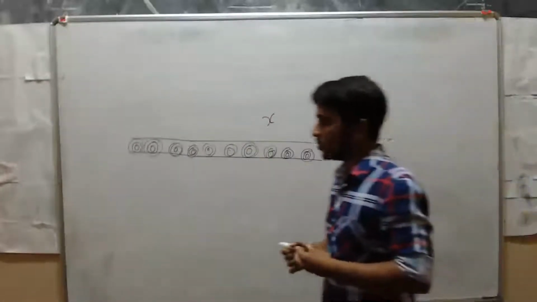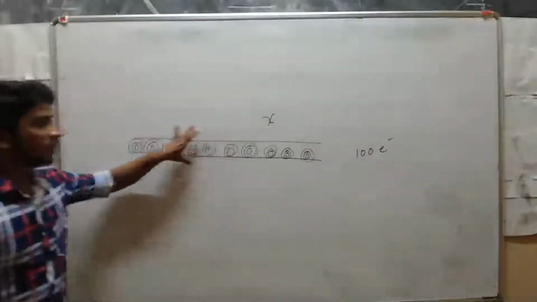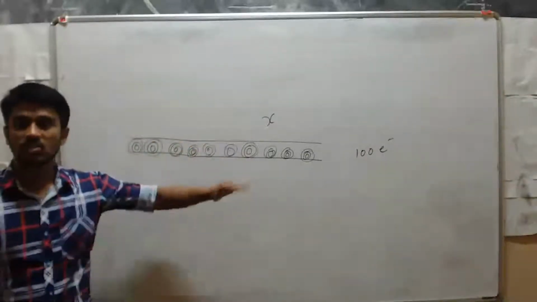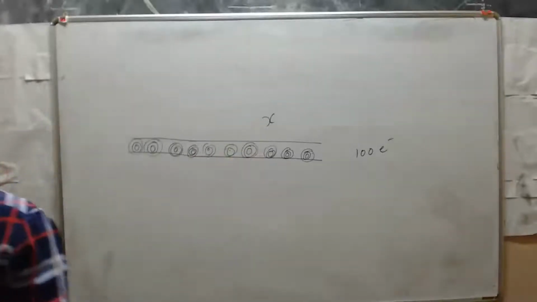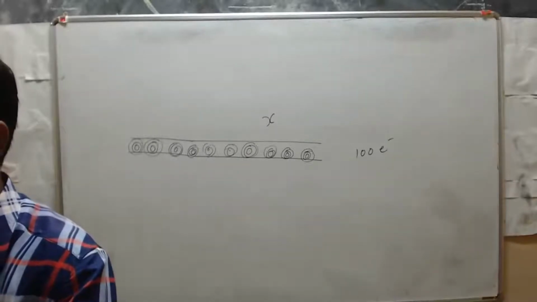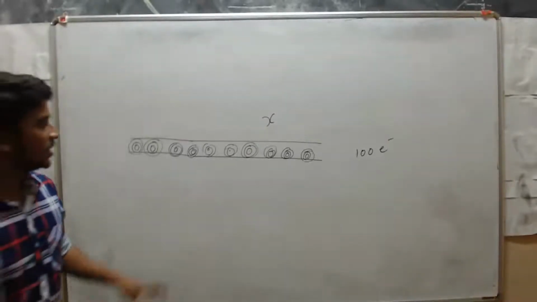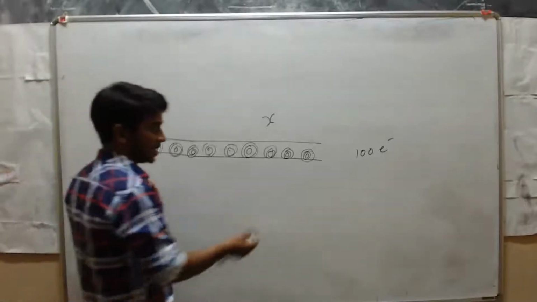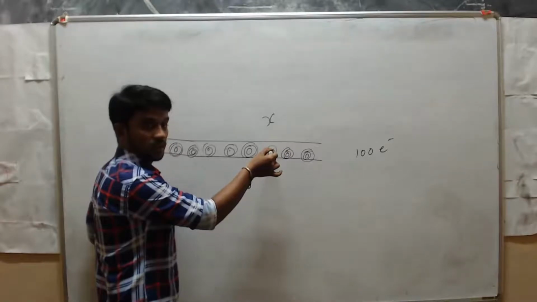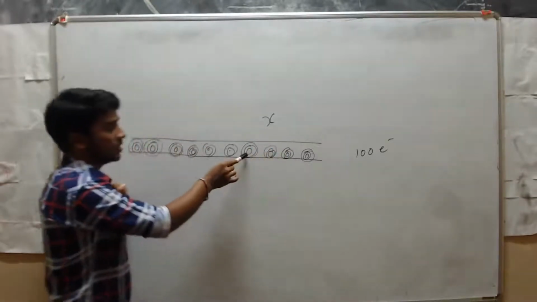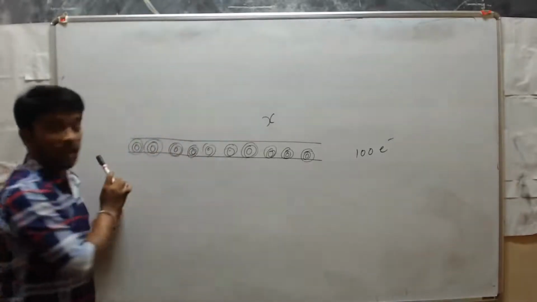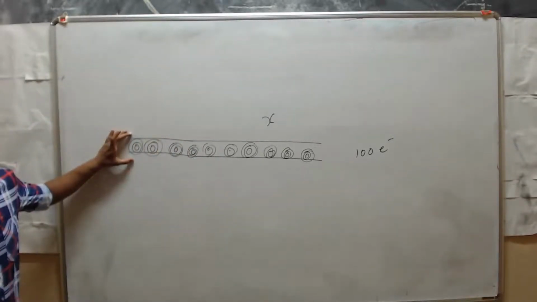Yes, put your answer in the comment box. When you increase the length of the wire, do the collisions increase or decrease? Quick, I'm waiting for your answer. Yes, when you increase the length of the wire, if it misses here, there is a chance here. If it misses here also, then here is a chance. Correct? So when you increase the length of the wire, the collision increases.